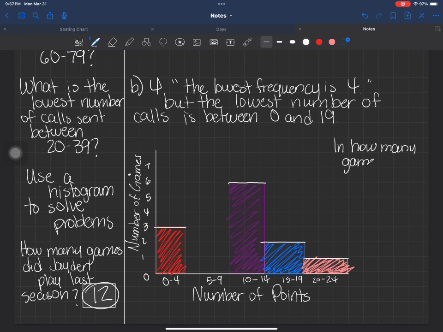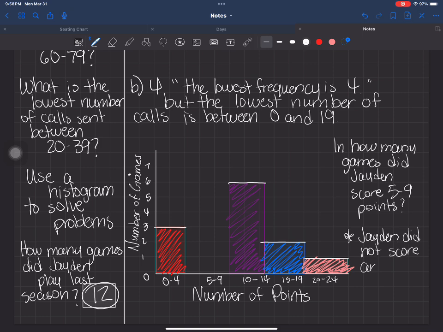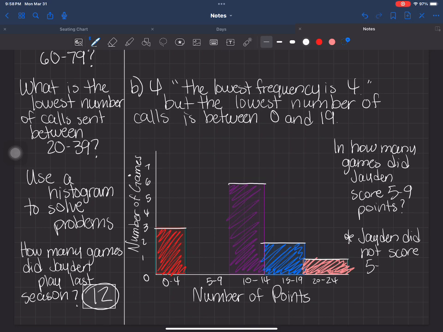Now our next question. In how many games did Jaden score 5 to 9 points? We look at the 5 to 9, there isn't any, so Jaden did not score 5 to 9 points in any games.